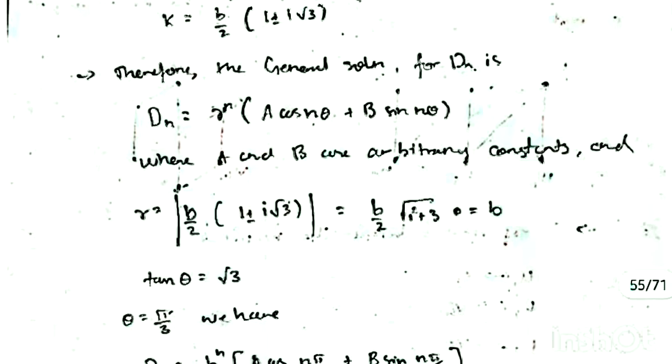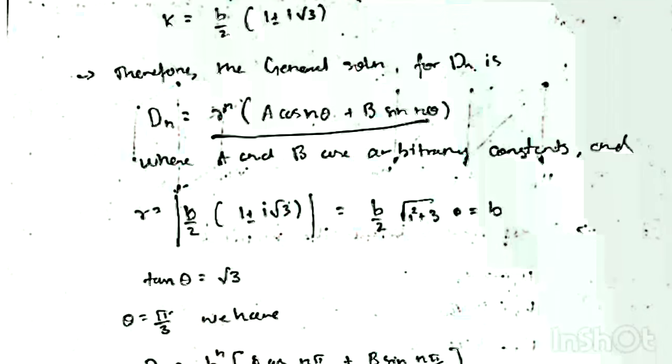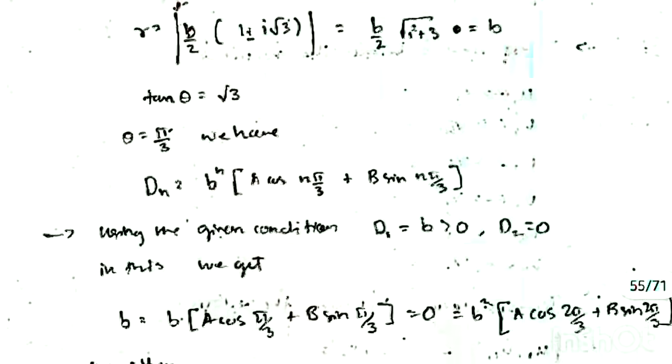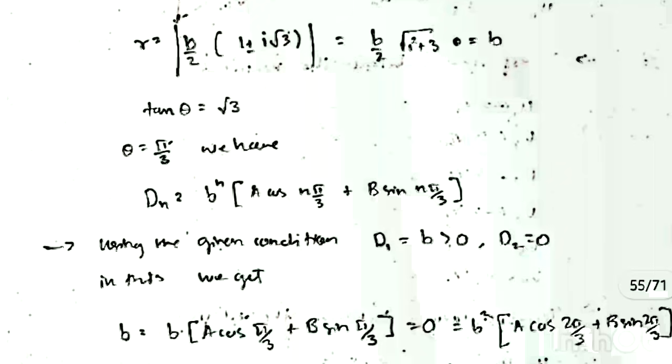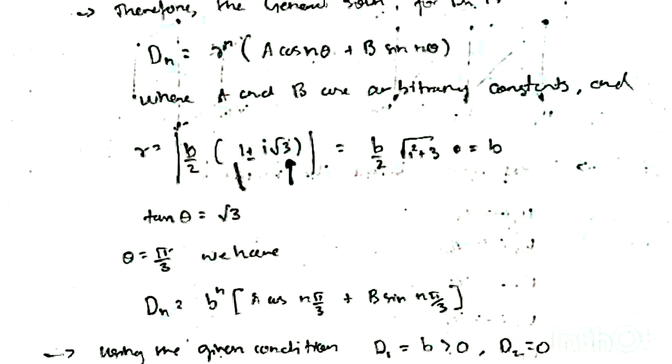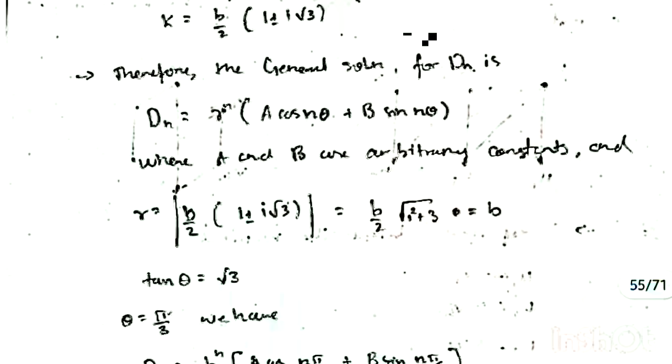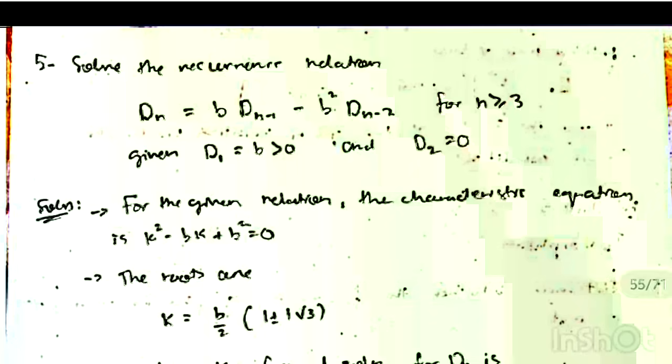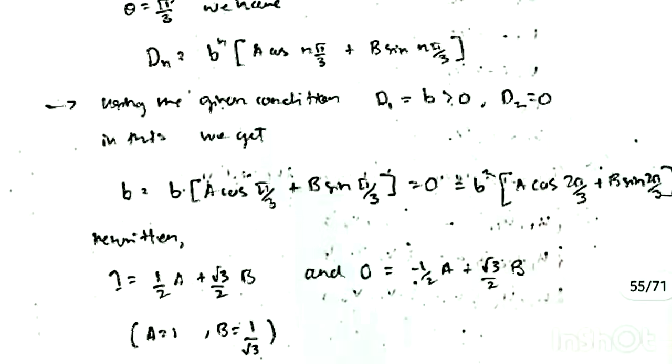Okay, so when we get the roots, we will use this formula for writing a and b. We will also be calculating the value of theta. The value of theta is tan inverse of q by p. In this case, q is root 3 and p is 1. In that way we'll get the value of theta, and we have two conditions here, d1 and d2. By using the values of n as 1 and 2, we'll get a and b. After getting a and b, we'll substitute them back in the final equation.